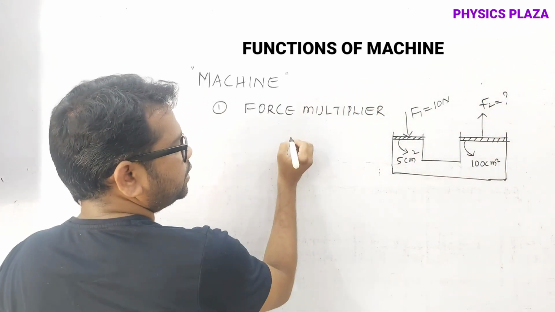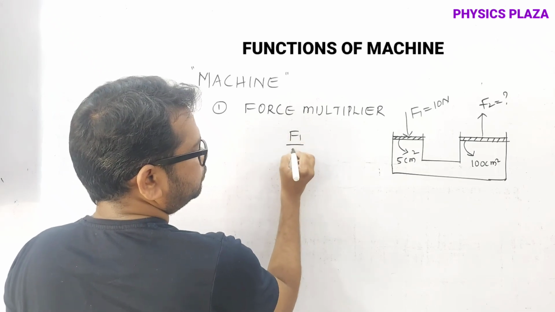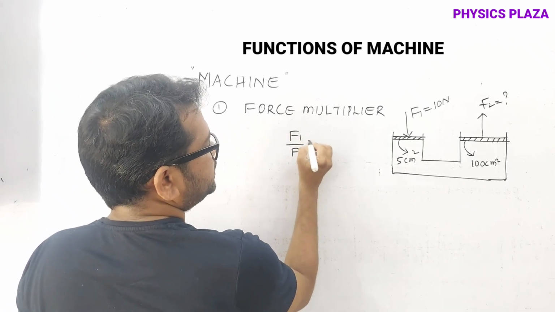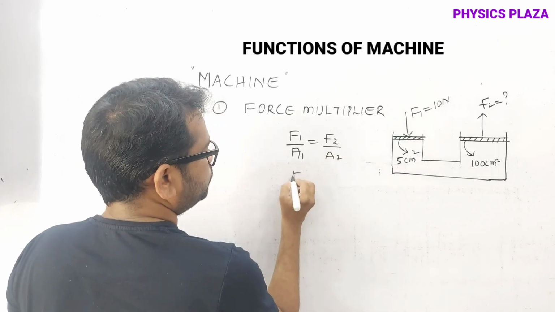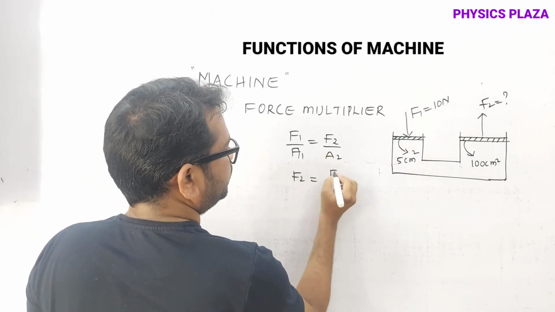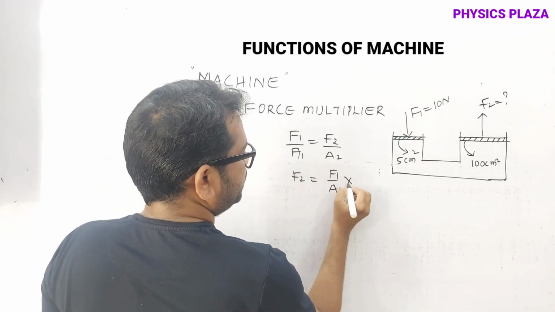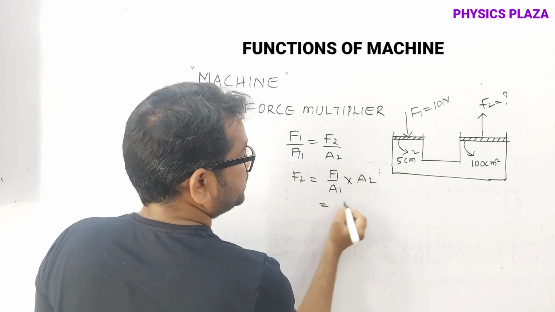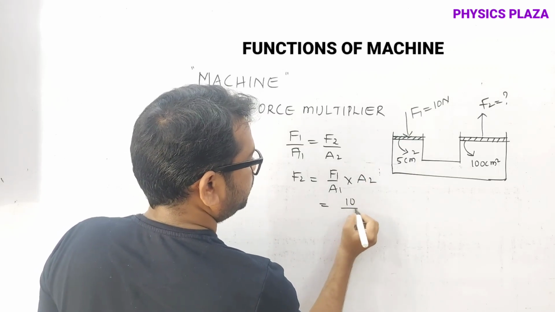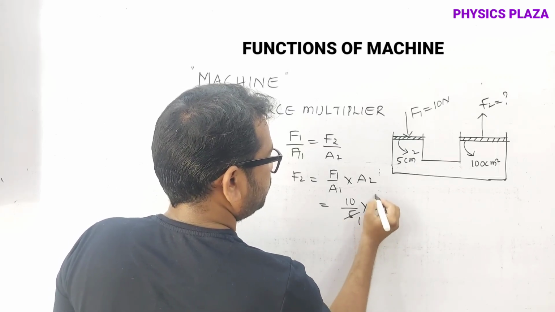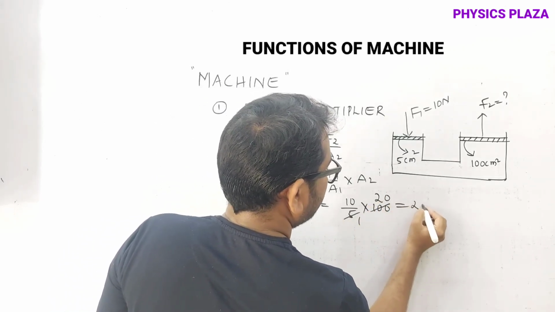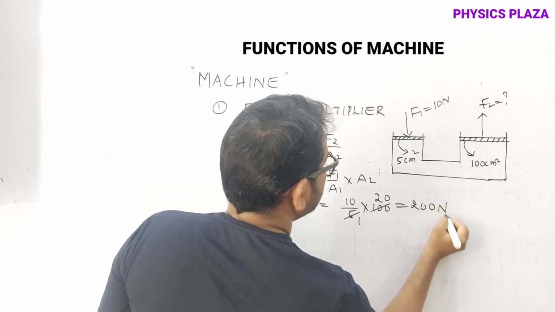Here we have this formula, right? F1 by A1 is equal to F2 by A2. We need to calculate F2. So F2 is equal to F1 by A1 into A2, that is 10 by 5 into 100. 5 twos are 10, 5 twenties are 100, so we got 200 Newton, children.